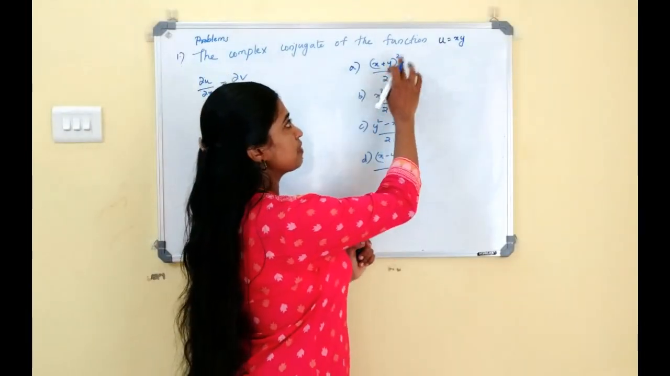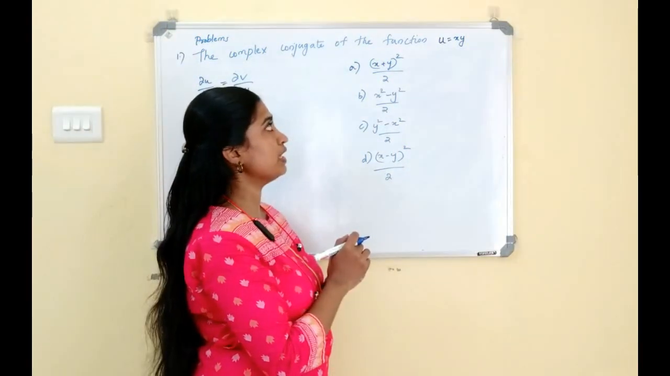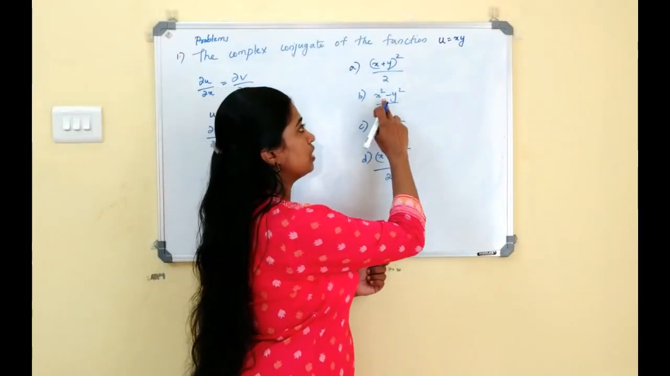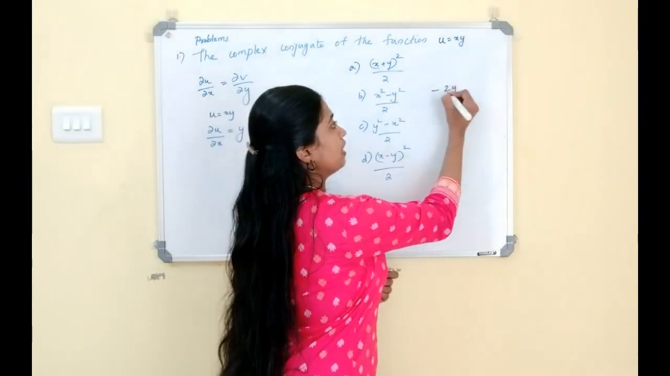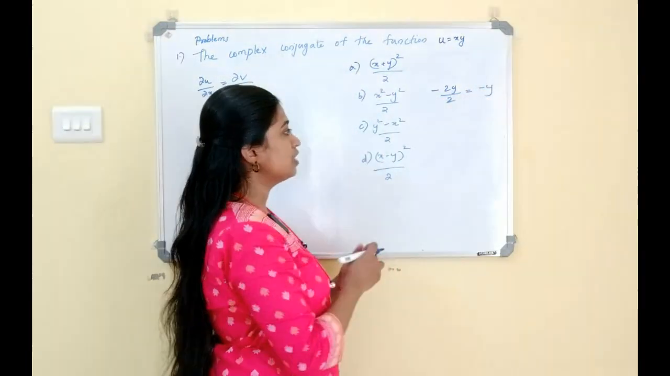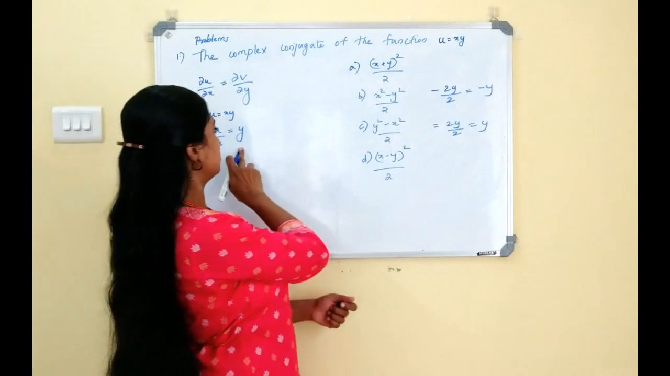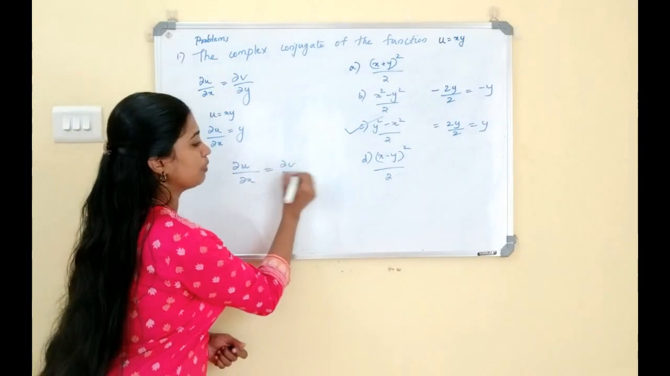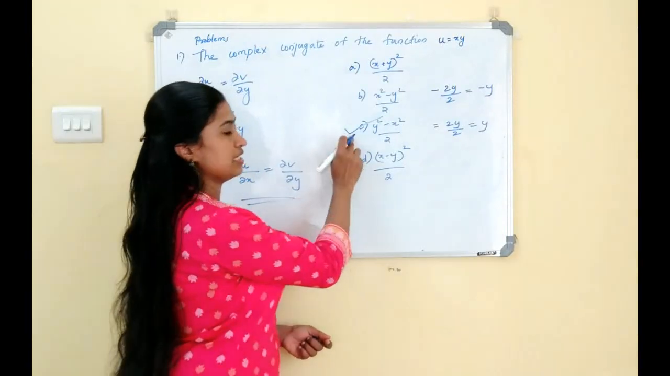Check. x plus y the whole square, its derivative with respect to y is 2 into x plus y by 2, which is not equal to y. Next one is x square minus y square by 2. Differentiating with respect to y, minus 2y by 2, which is equal to minus y. It is also not the answer. Next one is 2y by 2, which is equal to y. So this is the answer. It satisfies the Cauchy Riemann equation, dou u by dou x is equal to dou v by dou y. The next one also does not suit the requirement. So this is the correct answer.